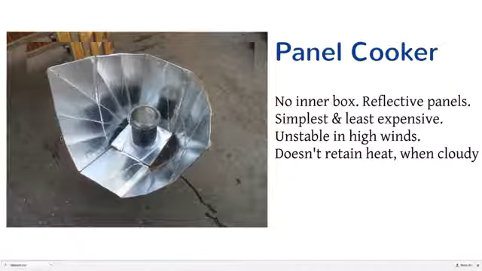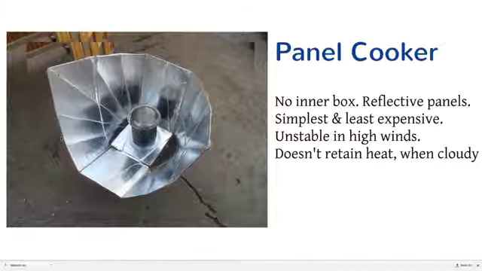The panel cooker that he showed is very similar, except that this is no longer a fixed thing, but it has little panels in it, so it's easy to fold. So that's the big advantage of the system, is that you can ship it very easily. So they're very popular in the developing world. And there's typically no inner box, you use whatever you have. Reflective panel, simplest and least expensive.